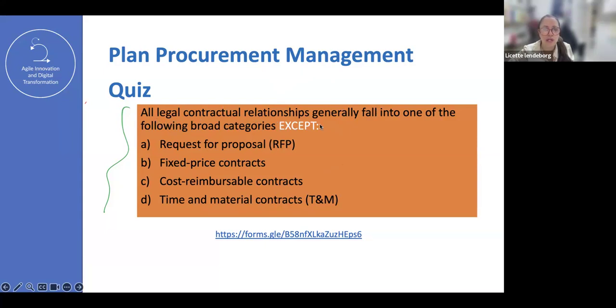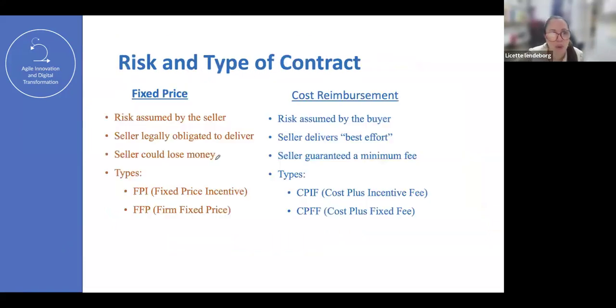All legal contractual relationships generally fall into one of the following broad categories, except. So the tricky thing is except. You need to eliminate one. Boom, except one. I told you: fixed price, cost reimbursable, and time and material. So the answer, the response, is A. Okay, this is the difference between the types of contract.